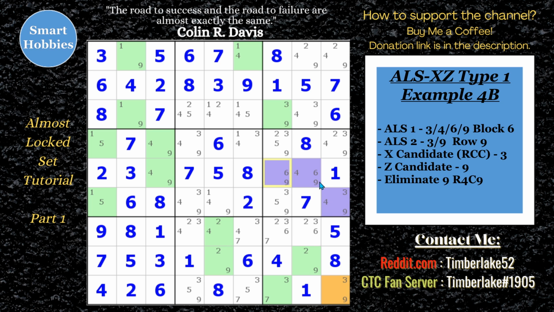And sure enough, you got 9, 9, 9, 9. Where are they all looking at? They all look at this cell right here. Is there a 9 in that cell? There sure is. So can we eliminate the 9 from right there? We sure can, because the 9s are our Z candidate. So this was the second WXYZ wing.